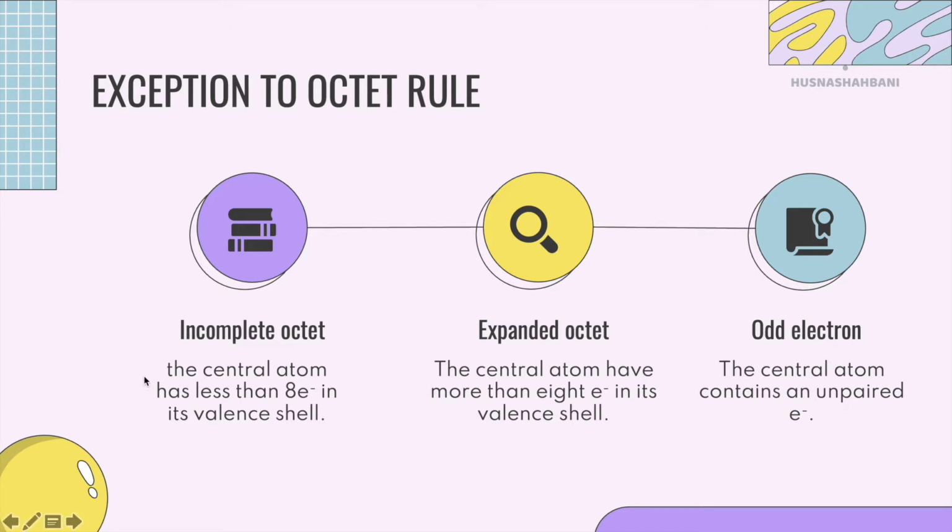For incomplete octet, the central atom has less than 8 electrons in its valence shell. For expanded octet, the central atom has more than 8 electrons in its valence shell, and for odd electrons, the central atom contains an unpaired electron. For exception to octet rule, focus on the central atom to categorize which class of exception to octet rule it belongs to.